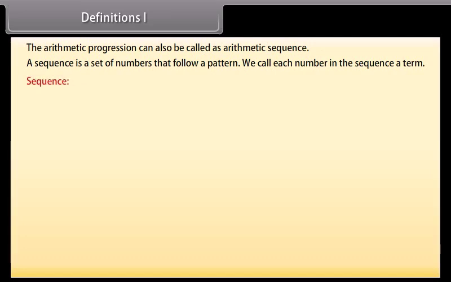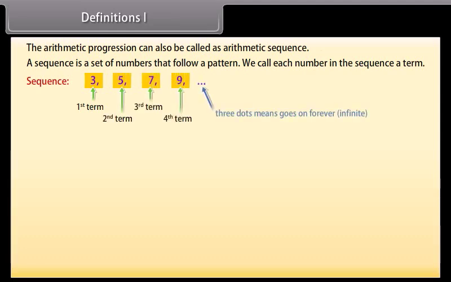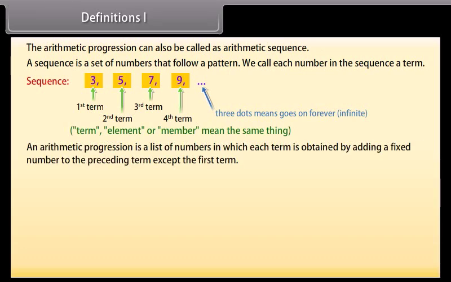Look at this example of sequence. This is the first term. This is the second. This is the third, and so on. An arithmetic progression is a list of numbers in which each term is obtained by adding a fixed number to the preceding term except the first term. This fixed number is called the common difference of the AP.